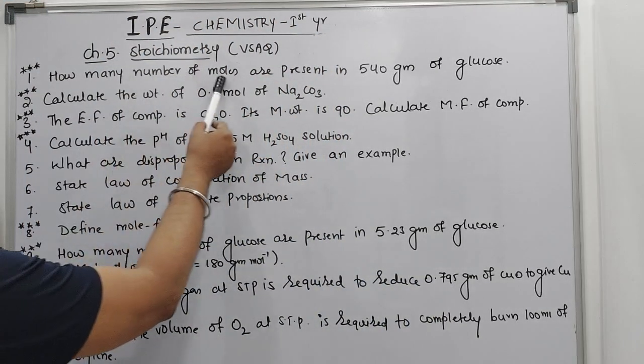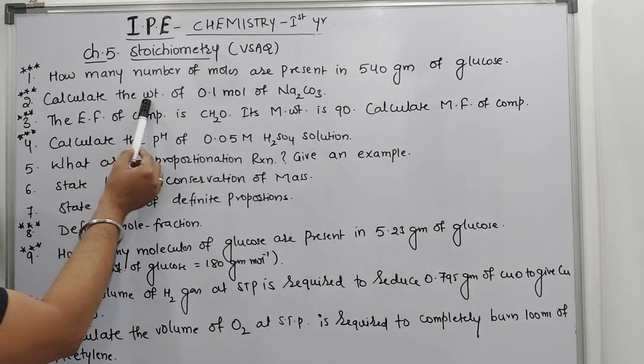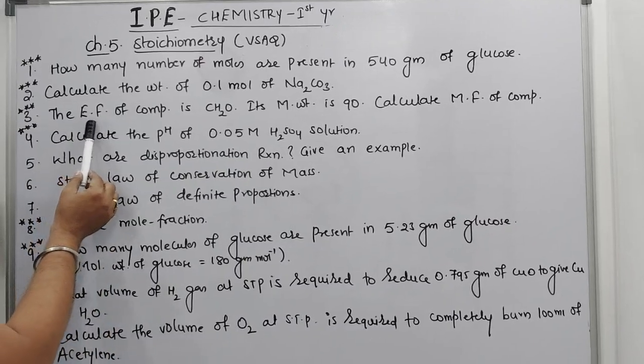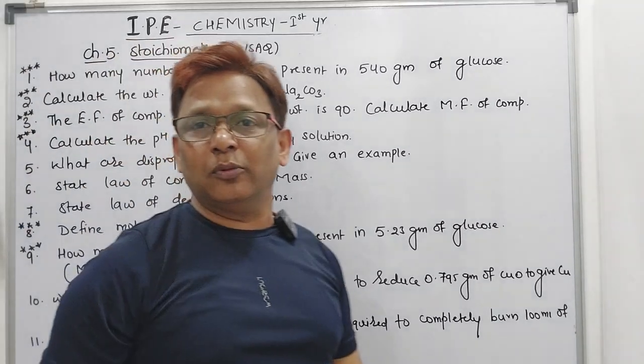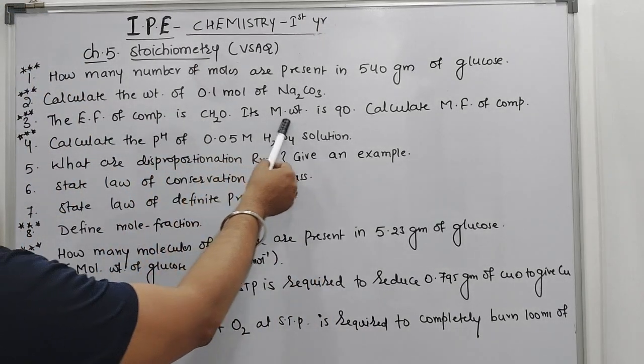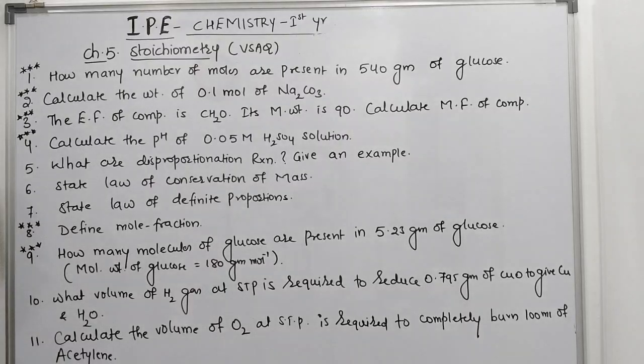How many moles are present in 540 gram of glucose? Calculate the weight of 0.1 mole of Na2CO3. The EF, which is called the empirical formula of the compound. The empirical formula of the compound is CH2O. Its molecular weight is 90.